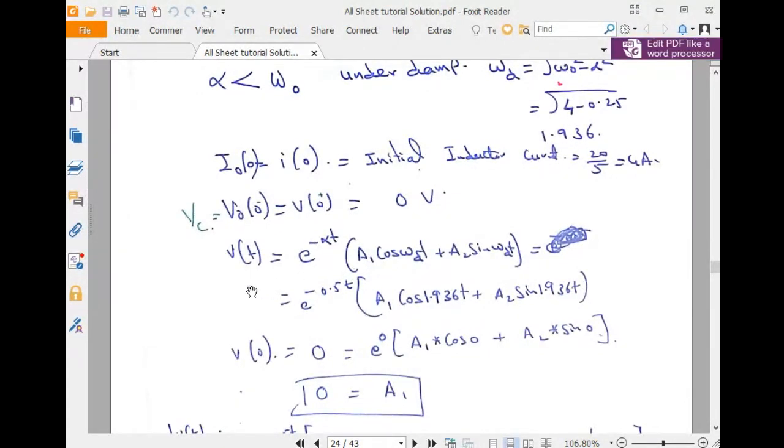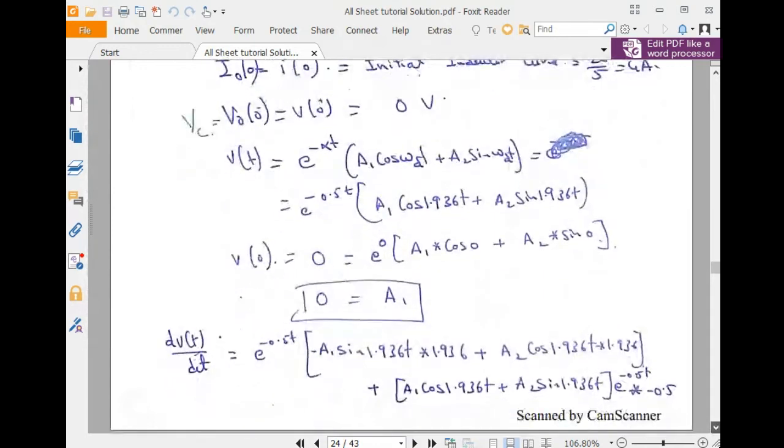Then coming to the equation. For an underdamped parallel RLC circuit, this is the standard equation. Now substitute all the values here. You got the value of alpha, that is 0.5, and A1 you don't know, you have to find now. Omega d, the underdamped value, is 1.936. Substitute here, and here also. Substitute t equal to 0 to find the values of A1 and A2. You will get A1 equal to 0.